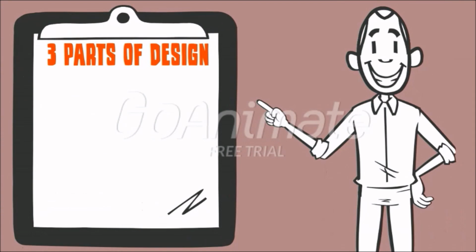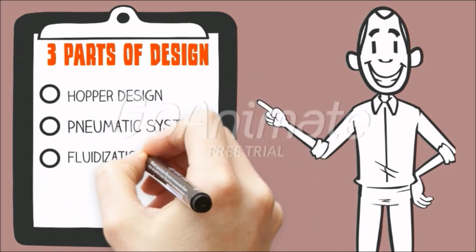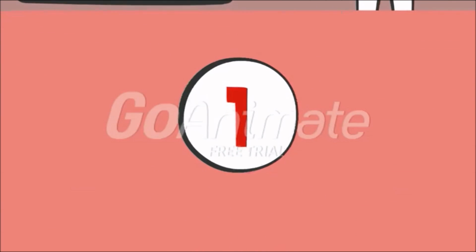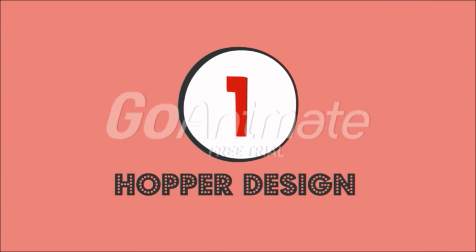There are 3 parts of design. 1. Hopper design. 2. Pneumatic system. 3. Fluidization process. First, let's see the hopper design.